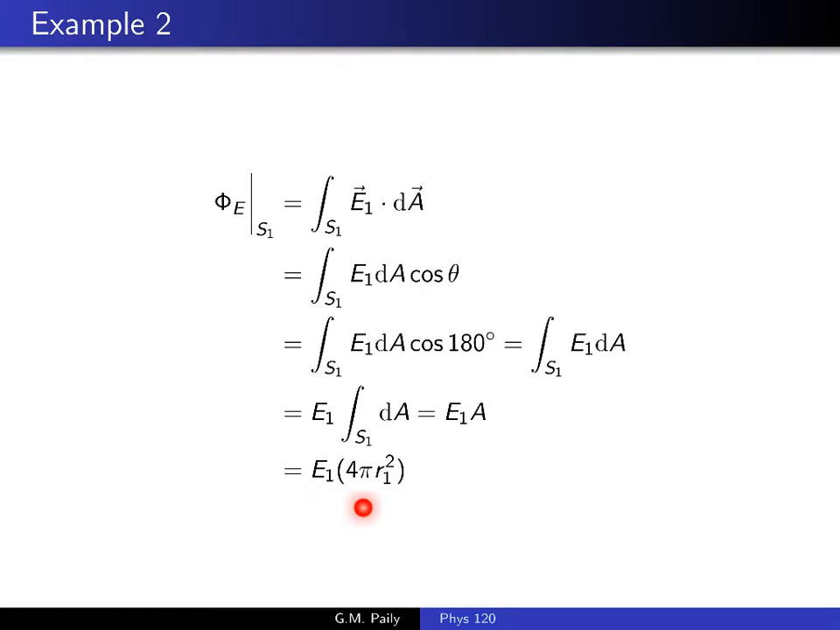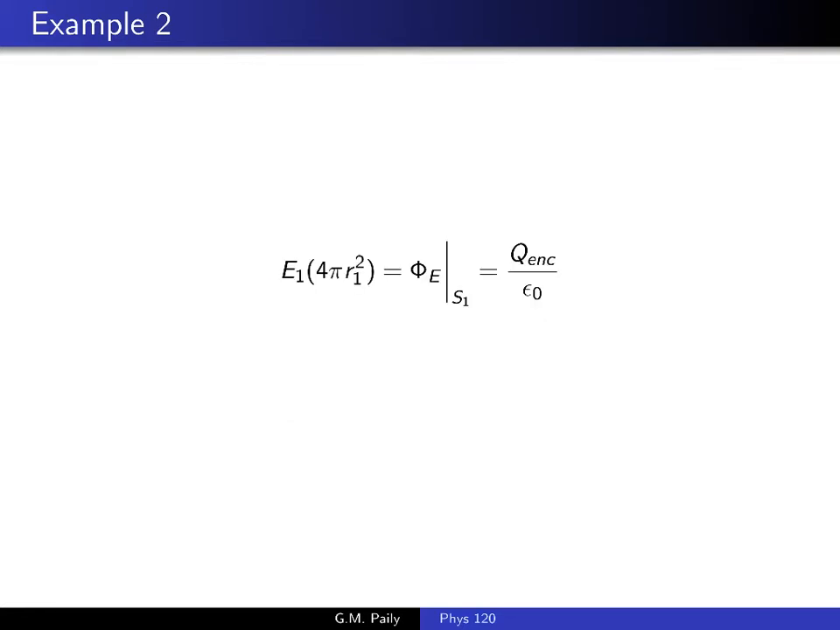Finally, we plug in for the area of a sphere. In this case, this is the area of the Gaussian surface. So we write 4 pi r1 squared, where r1 is the distance from O to the point P1. This is our result for the flux passing through the Gaussian surface S1. We are now ready to put this into Gauss's law.